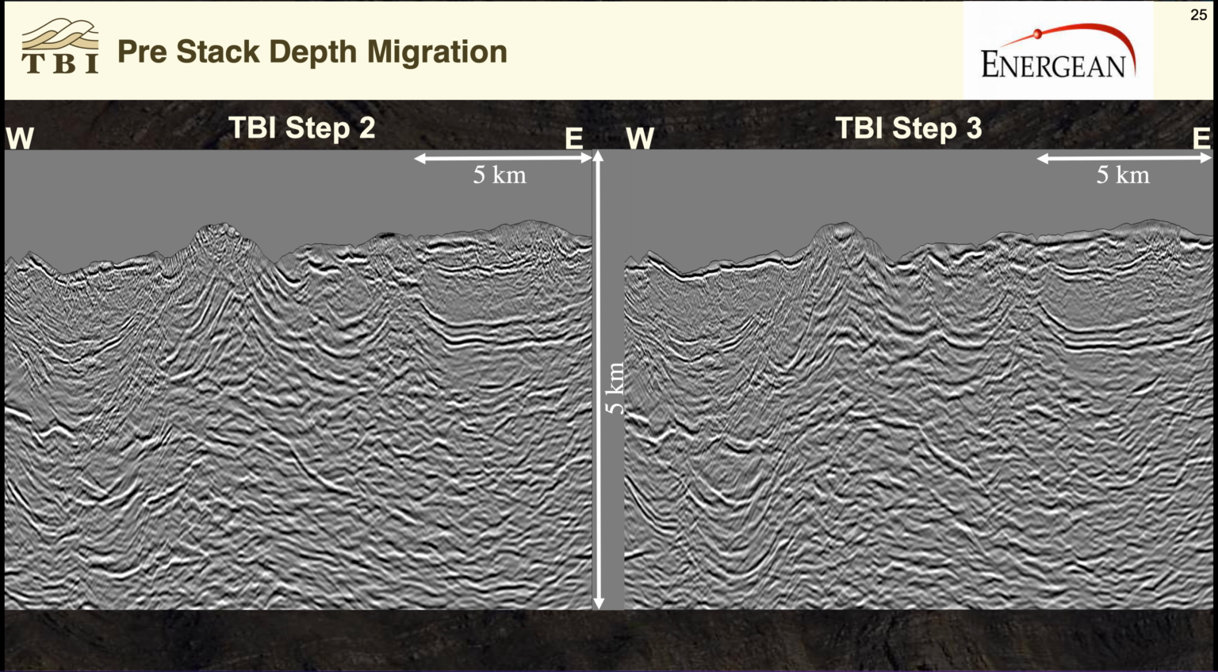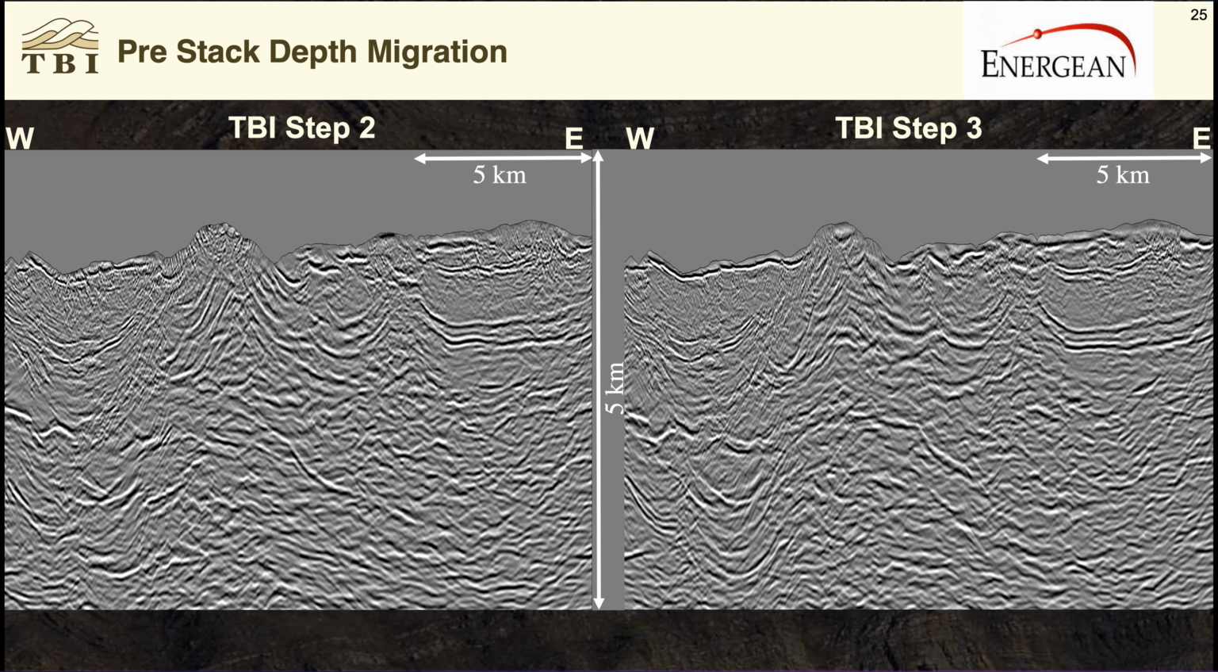Now, it makes sense to expect the most improvement in areas where there is a lot of variation in the upper part of the velocity model because, for one, that is where the vertical ray path approximation for the refraction statics calculation would break down the most. And secondly, that is where the NMO equation would be its least accurate. That is exactly what we see here.